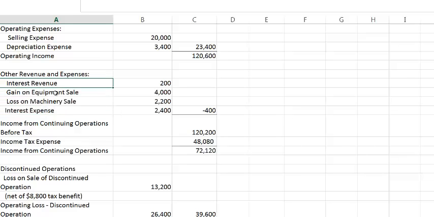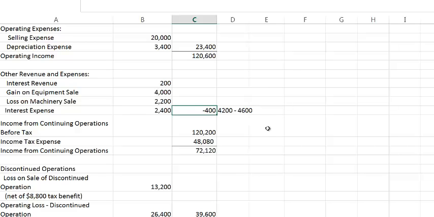So we're going to add our other revenues, which is 200, and we're going to add our gain, which is 4,000. From that revenue and gain, which are credits or positives, that's 4,200. We're going to deduct 2,200 and 2,400, so we're deducting 4,600. In essence, this is going to be your 4,200 in revenues, less your 4,600. And that means you're going to have a negative, where expenses are bigger than revenues by 400.